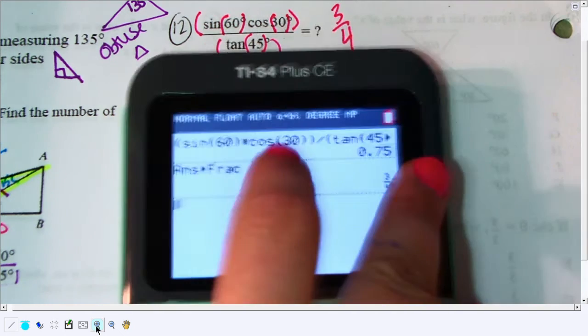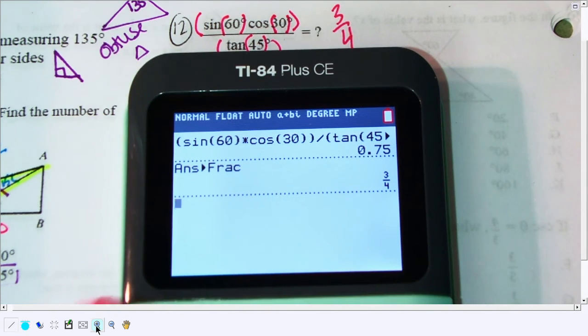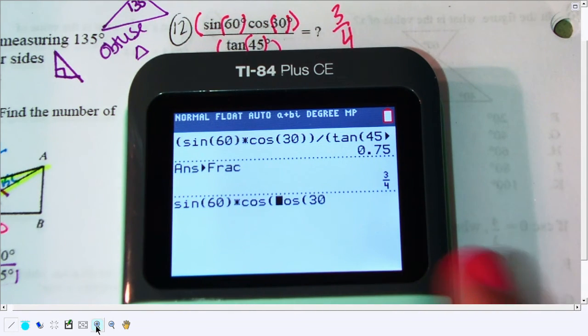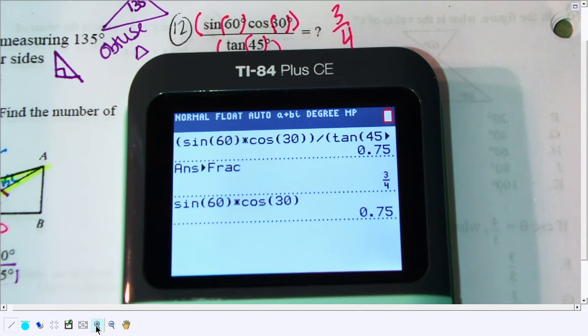Now, if the parentheses freak you out, you can also do it this way. Sine of 60, close parentheses, times cosine of 30. Oops, I opened cosine twice. There you go. Enter, divided by tangent of 45. Okay, so you can do it in pieces if you want to, totally fine.